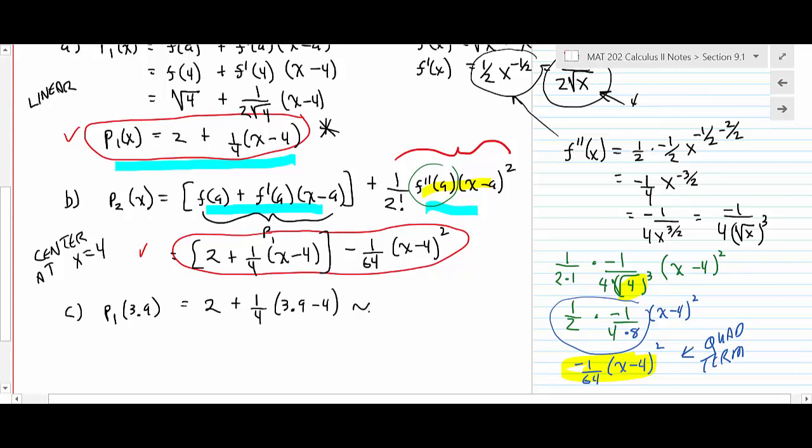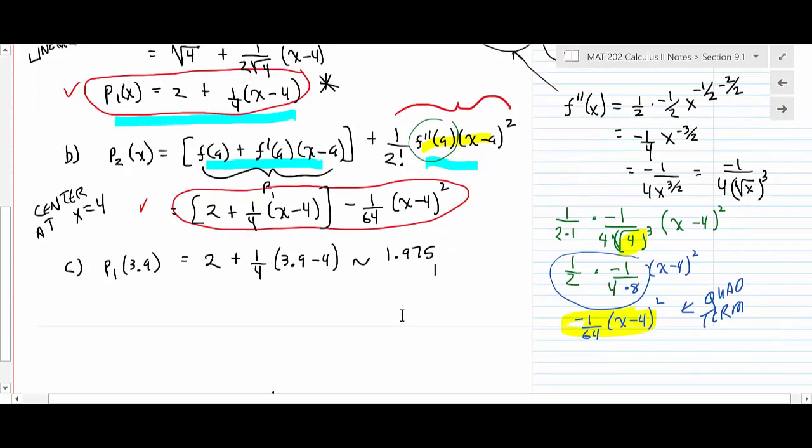Now you could do that on the calculator if you want to. I think I already did that, and I got 1.975. So I just expect you to do that on your calculator. Okay, so that is a linear approximation of the square root of 3.9. That's what that's doing. Okay, then you go on to P2.